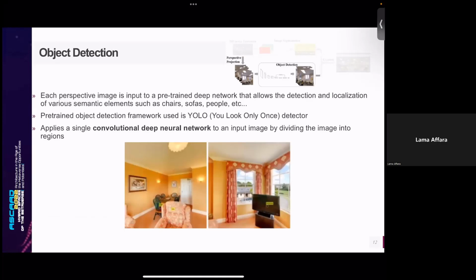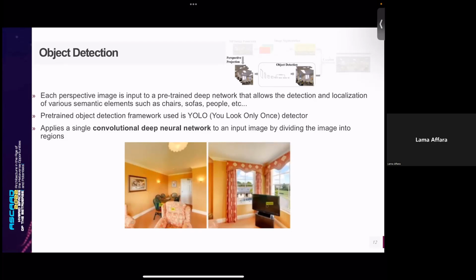So now for the object detection module. Once we have perspective projected the images, we have a couple of images that we want to detect the object on. Each perspective image is input into a pre-trained deep network. The deep network that we use is the YOLO network. It's the current state-of-the-art network for object detection. Basically, this network applies a single convolutional deep neural network. It's a CNN network. It applies it to an input image by dividing the image into different regions.